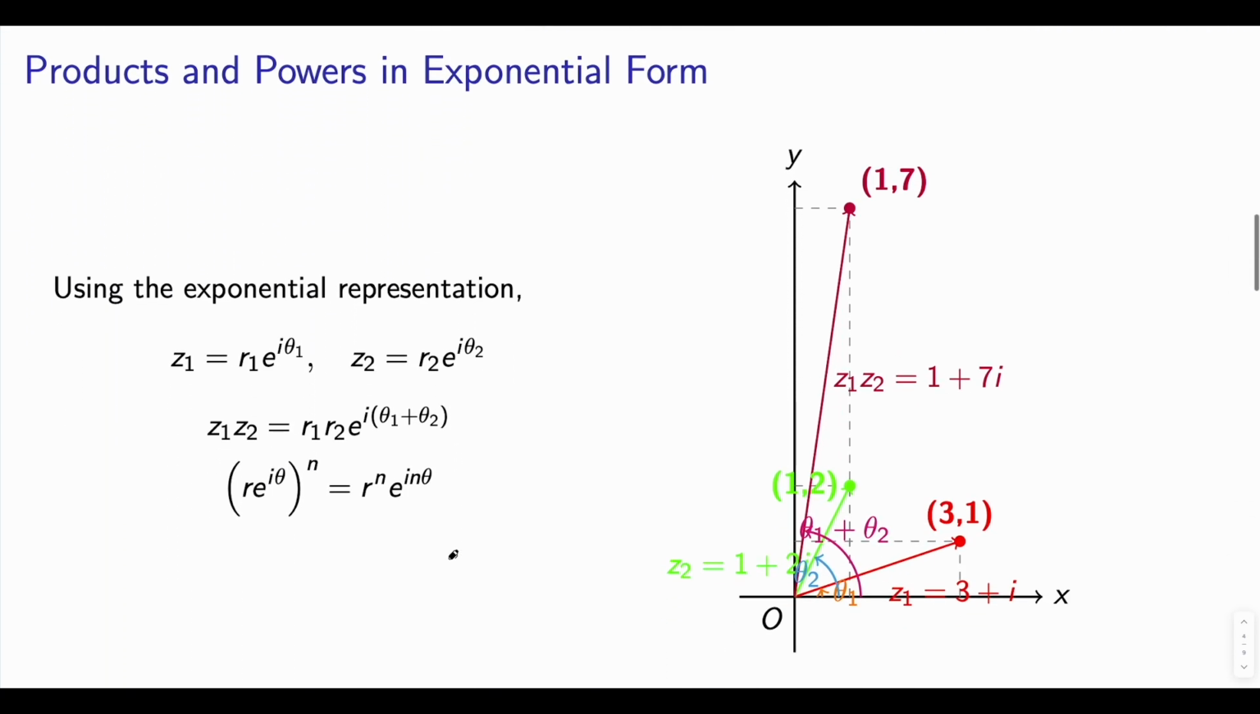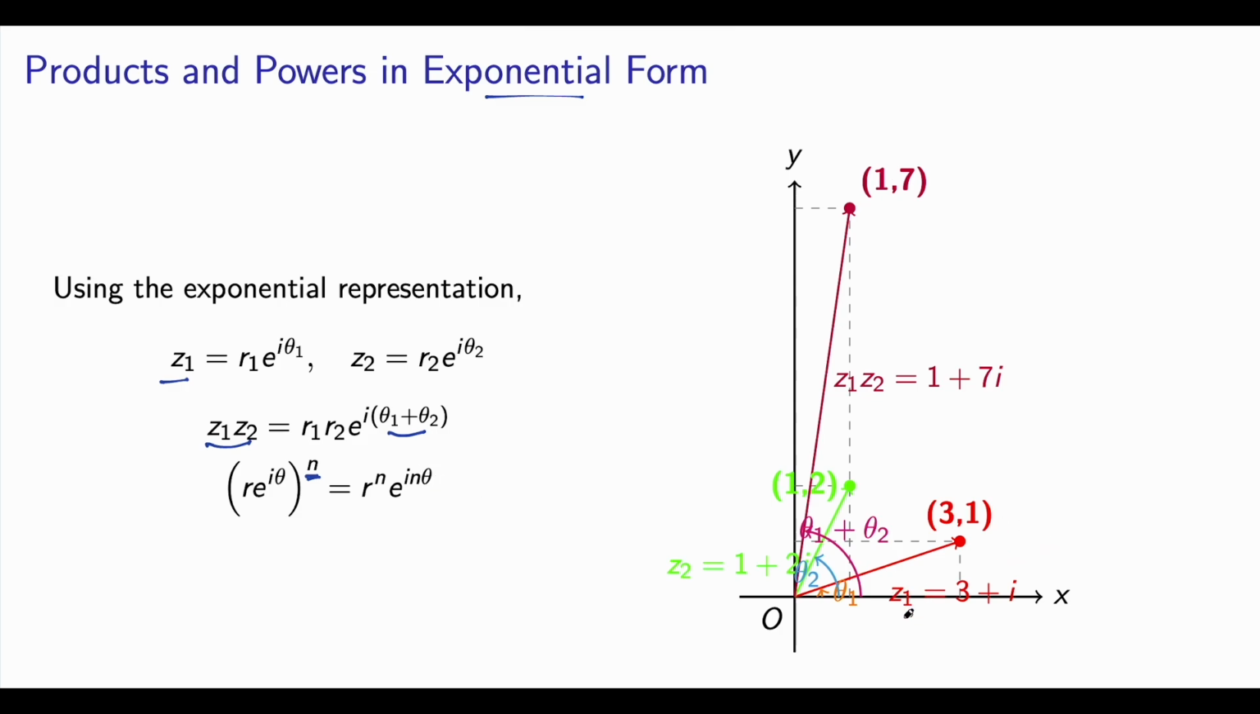Now we'll see the products and powers in exponential form. If we have z1 and z2 as two complex numbers, then what about the product z1 into z2? z1 into z2 can be written as r1 into r2 e power i (theta 1 plus theta 2). In general, (r e power i theta) to the power n can be written as r to the power n and e power i n theta.